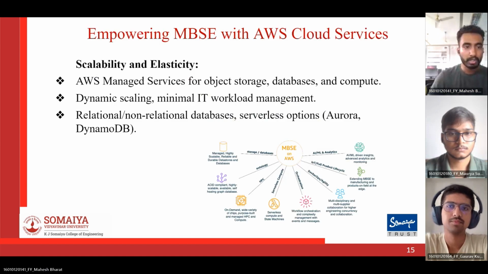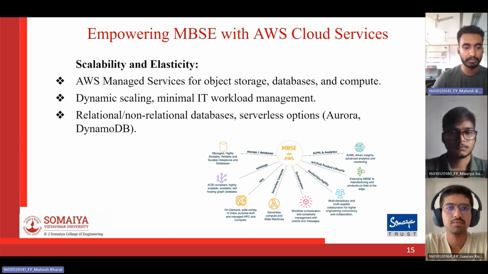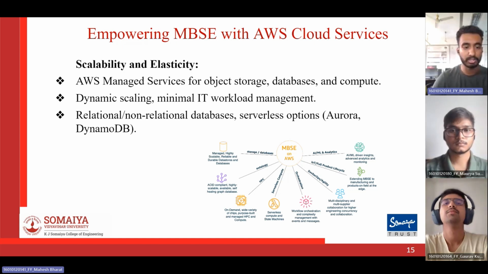Now, we should focus on the foundational elements of how AWS empowers MBSE through its scalable, agile, and interoperable cloud services. Talking about scalability and elasticity, AWS offers managed services for object storage, databases, and compute, allowing dynamic scaling with minimal IT workload management. It includes various database options, both relational and non-relational, as well as serverless databases like Aurora and DynamoDB.